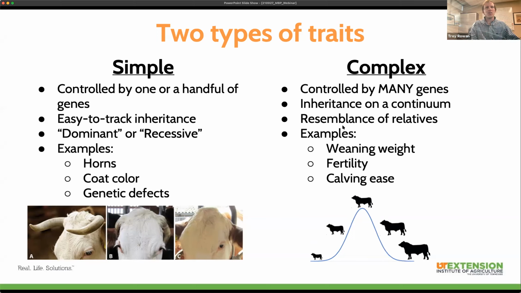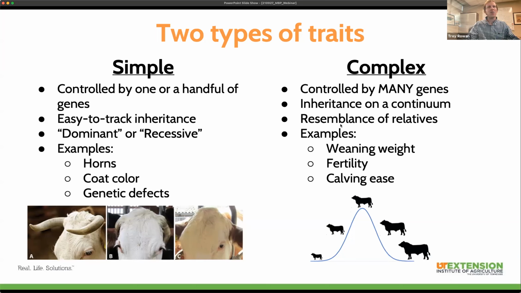And the way that we can start to think about complex traits is resemblance between relatives. And I'll talk about that quite a bit more as we move throughout this presentation. But with complex traits, a tall set of parents are going to be more likely to have a tall offspring, right? But there's no guarantees, right? Because again, that offspring could be anywhere on this distribution of phenotypes.